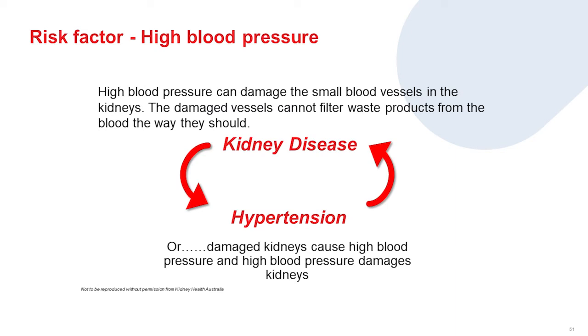Her primary risk factor that we identified so far is high blood pressure, and it can damage the small blood vessels in the kidneys. The damaged vessels cannot filter the waste products as they normally should, and that causes damage to the kidney, and it works in a vicious circle. The damaged kidneys cause high blood pressure.